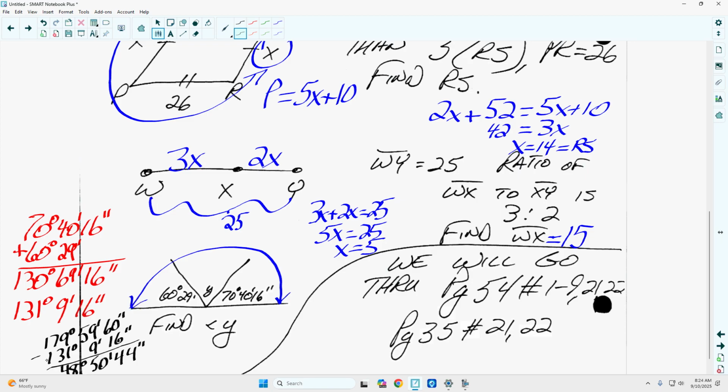Okay, so it says, all right, while you're at it, let's look at page 54, 1 through 9. So I am on page 54 and looking at 1 through 9. So there's a nice little drawing. I'm not going to draw it.